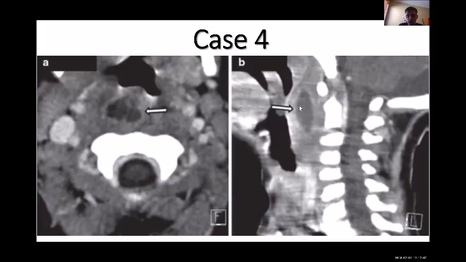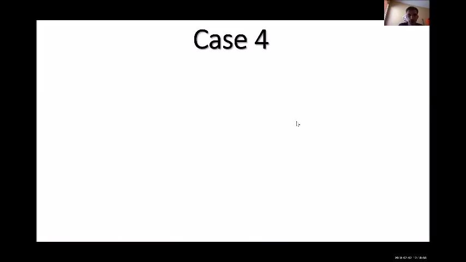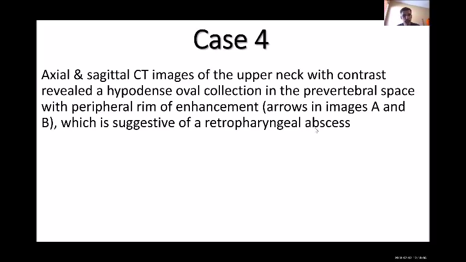It's an abscess. You can see a hypodense area surrounded by well-circumscribed boundaries. It's very close to the vertebral column and it's below the mandible, so it's related to the pharynx. Axial and sagittal CT scan images of the upper neck with contrast reveal a hypodense oval collection in the prevertebral space with a peripheral rim of enhancement, which is suggestive of retropharyngeal abscess.